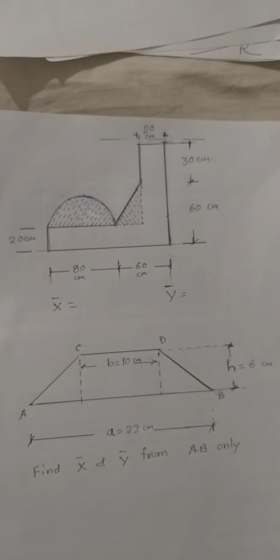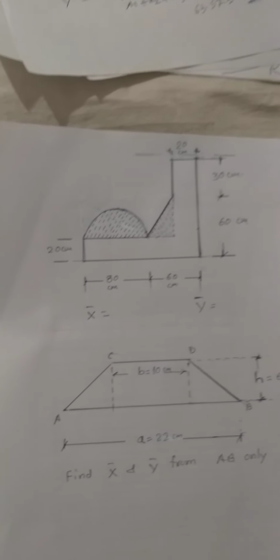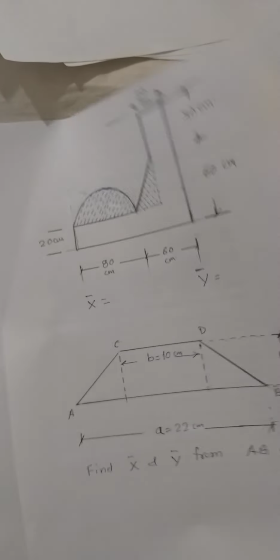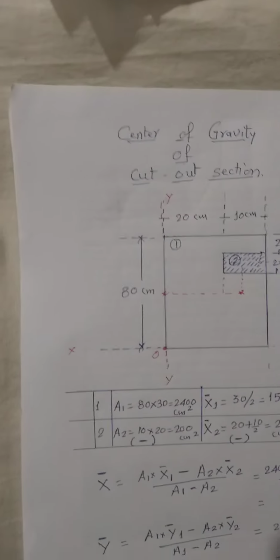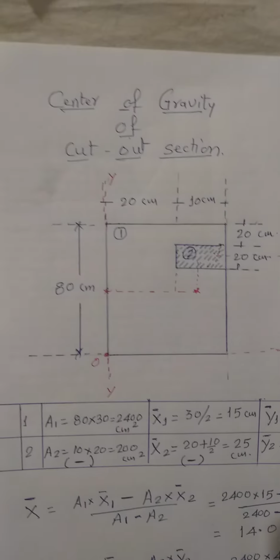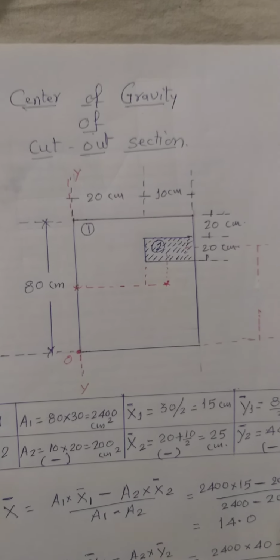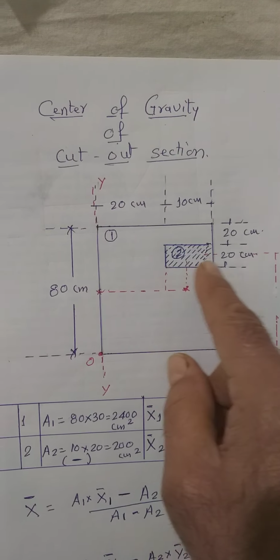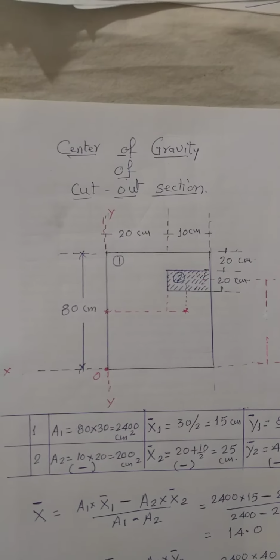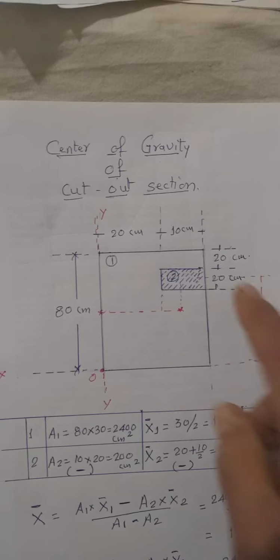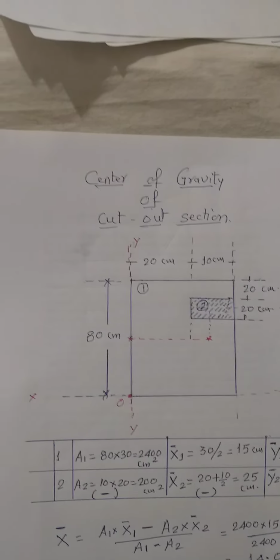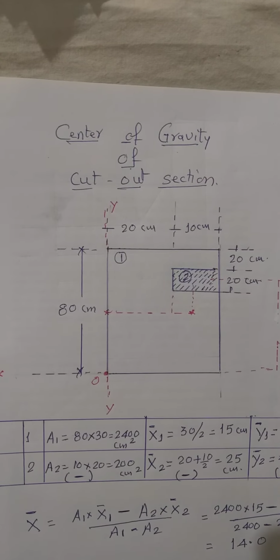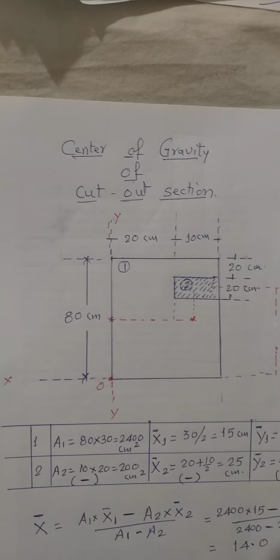What is a composite and cutout section? What do you mean by cutout section? It is very easy to understand what a cutout section is. Just see, this is a rectangle. In this rectangle, I have cut this portion and thrown it away, and that's why I call it a cutout section.